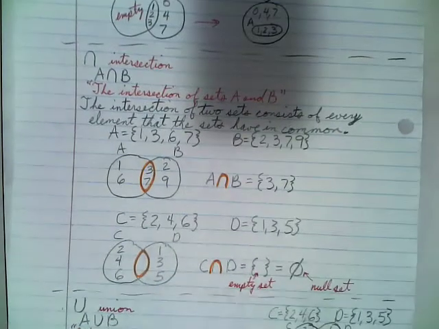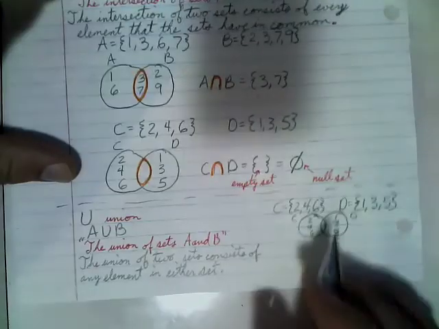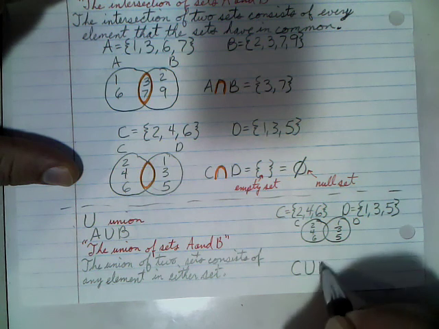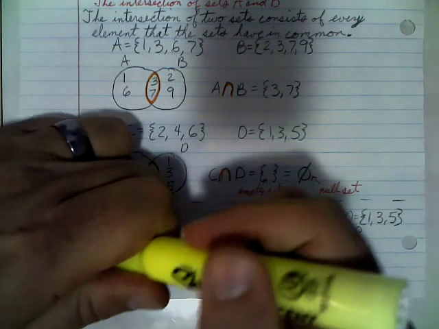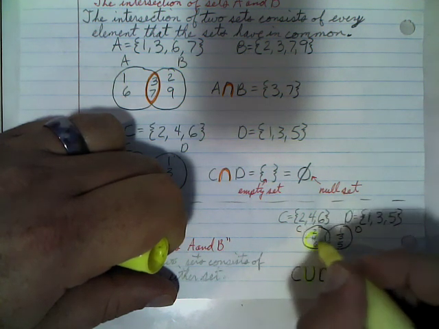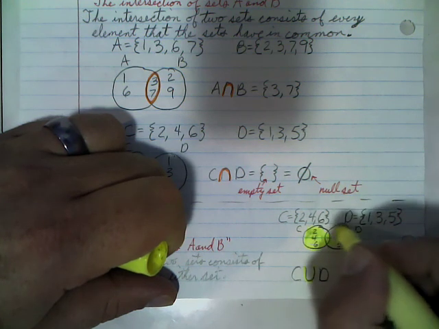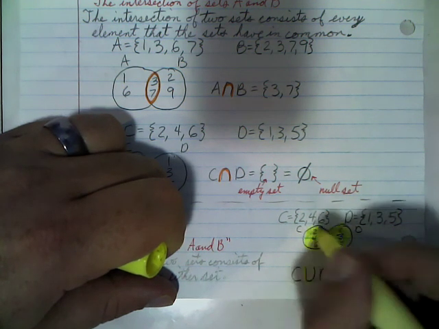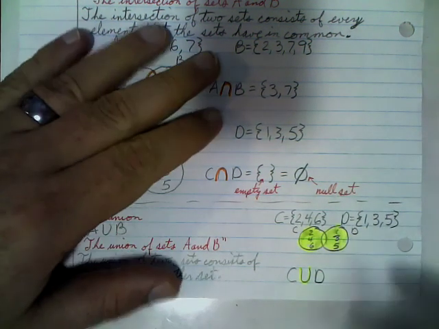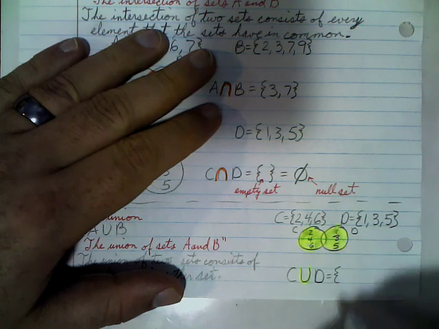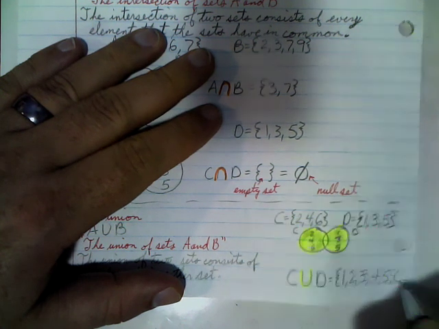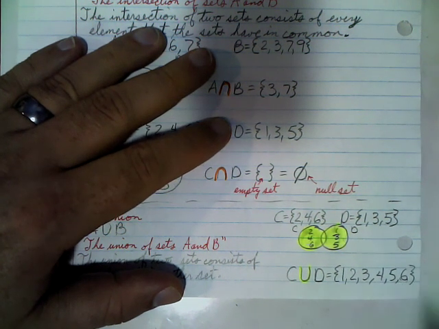You grab your yellow for me this time. So the union of C and D, a union just tells us to go ahead and put the whole thing together. Just put the whole thing together. And so the union actually would be every single element in one set. 1, 2, 3, 4, 5, and 6. That's a union.